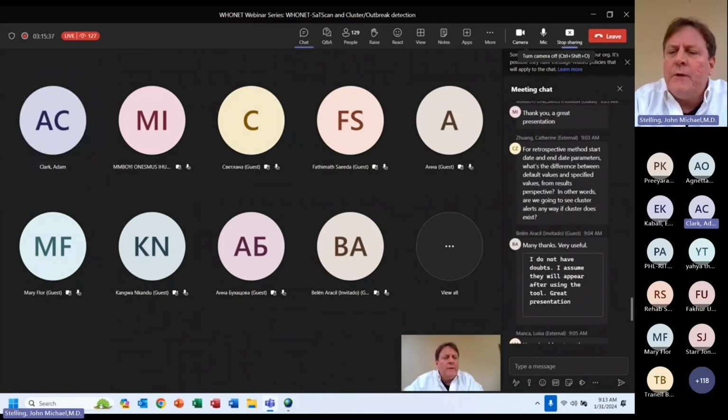Yes. Okay, for retrospective start date and end date parameters, what's the difference between default values and specified values from a results perspective? In other words, are we going to see cluster alerts anyway if a cluster does exist?